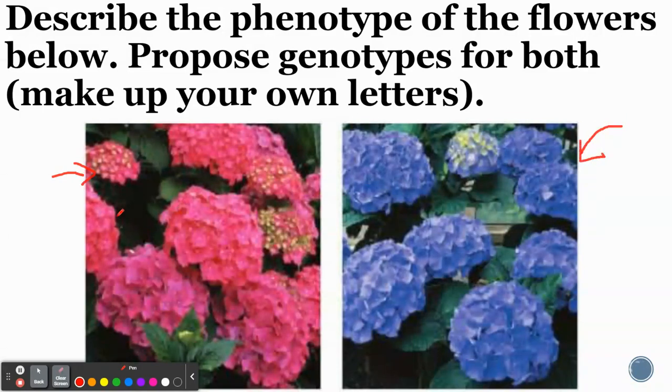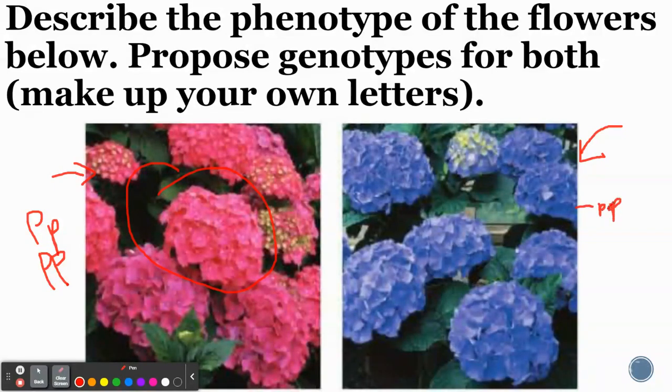Genotype, make your own letters. It's hard to really determine this here, but let's say you said this was dominant, then maybe this is big P, little p, or big P, big P. You could have done the other way around. Doesn't really matter. I just want the idea of phenotypes and genotypes. And then if this was recessive, this might be little p, little p.